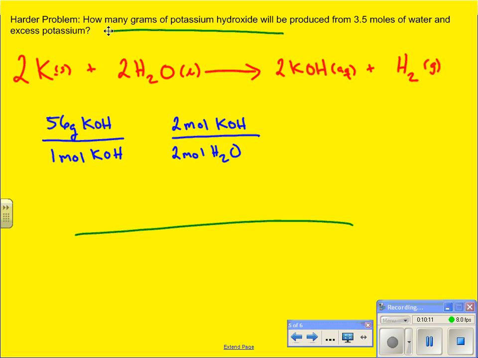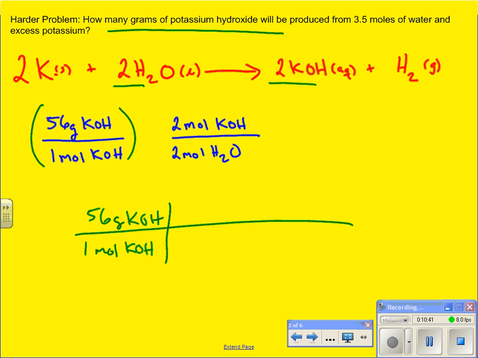So I start with something that I know about grams of potassium hydroxide. Here is the molar mass of potassium hydroxide. So that's a good place for me to start. 56 grams of KOH, and the relation is that's related to 1 mole of KOH. The second relationship is going to be a molar relationship then. I know how many moles of water I'm dealing with, so I have to think about that. I'm going to use the relationship that every 2 moles of water produces 2 moles of potassium hydroxide. So 2 moles of KOH per 2 moles of H2O.